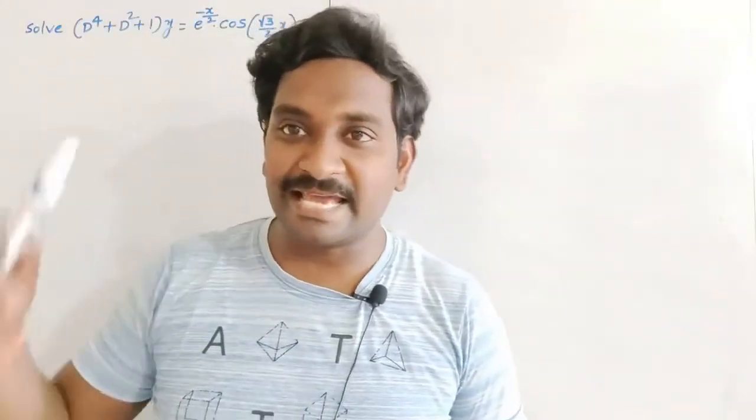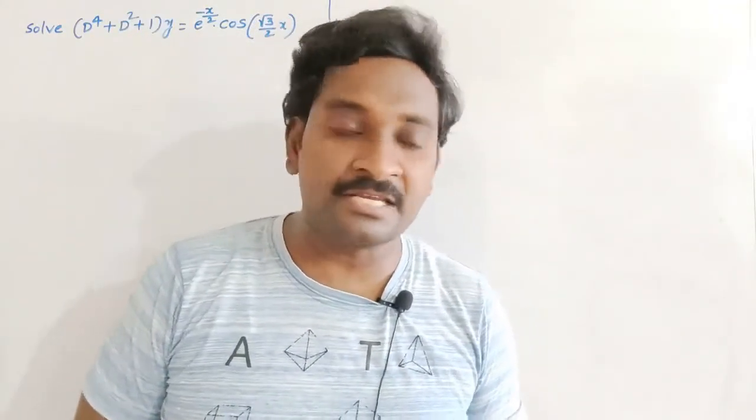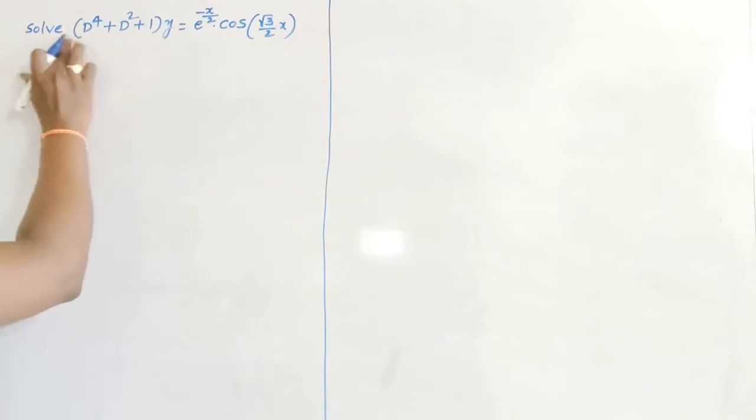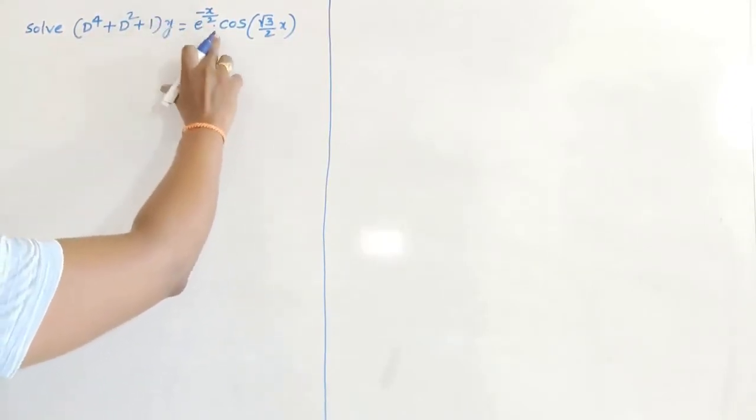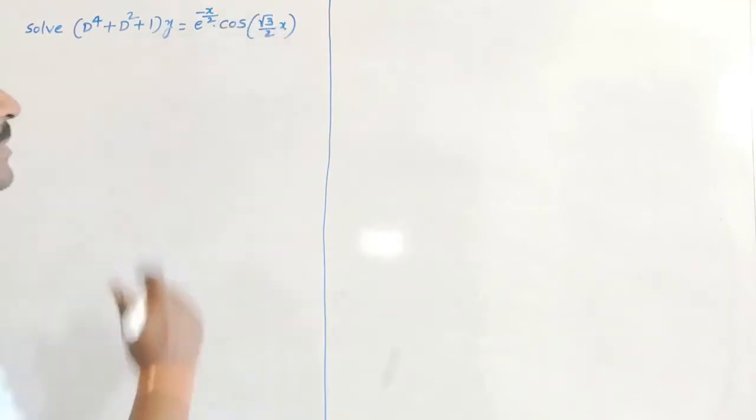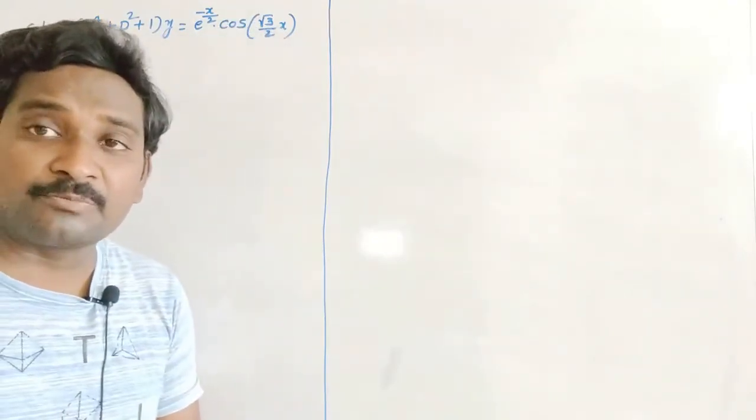Hi everyone, this is another problem on higher order differential equations. Solve (D^4 + D^2 + 1) y = e^(-x/2) cos(√3/2 x). This is a very important problem.